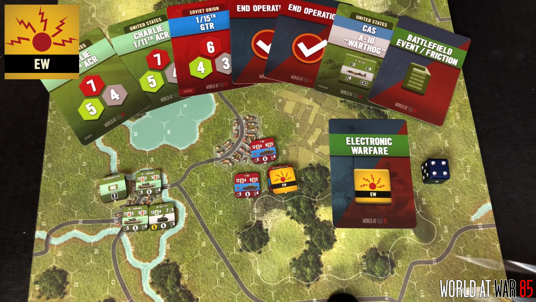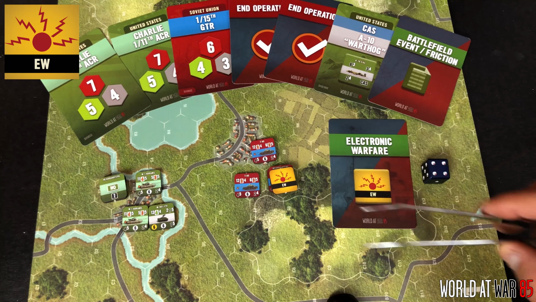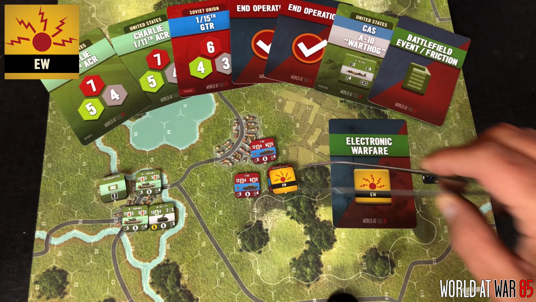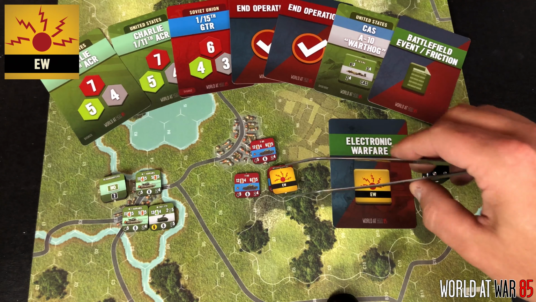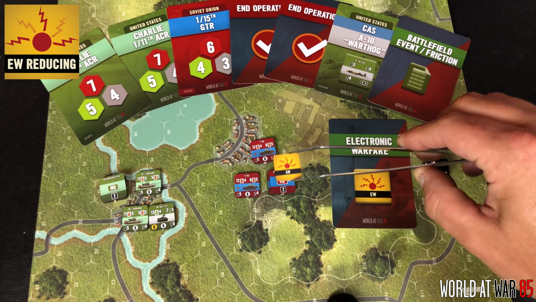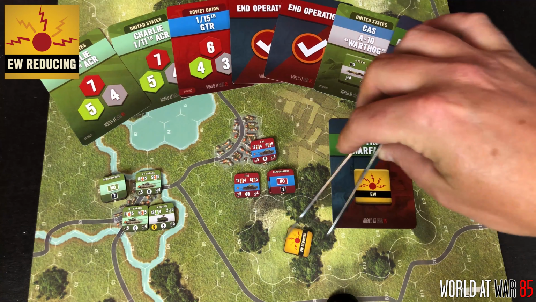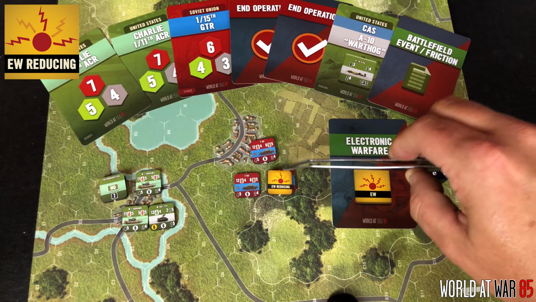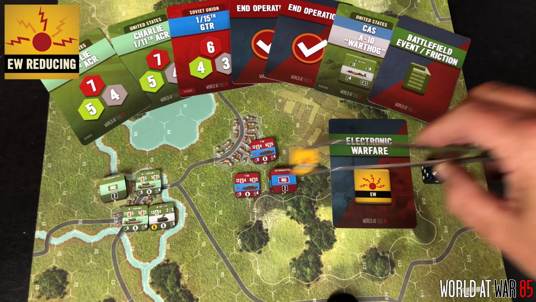There is a specific way that this marker is going to be removed. When it's on its full electronic warfare side, during the marker removal phase, the HQ will take a morale check. If they pass the morale check, then the marker is flipped over to its reducing side, and on any following marker removal phase, any electronic warfare reducing counters are automatically removed.